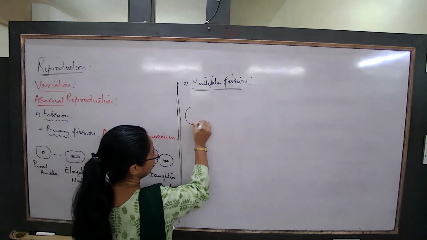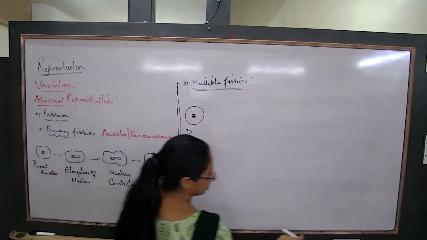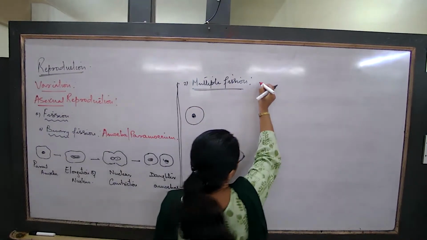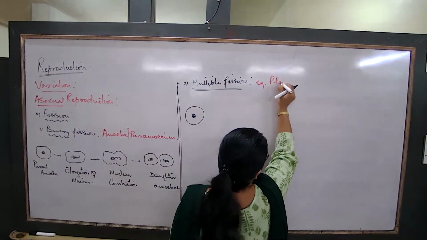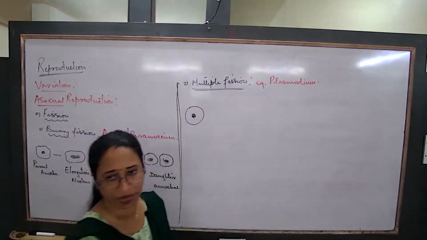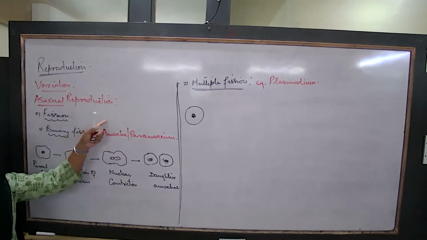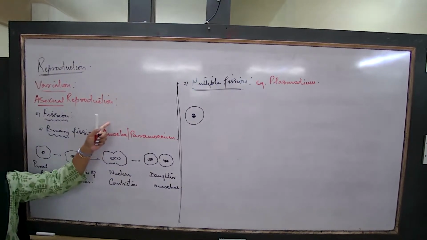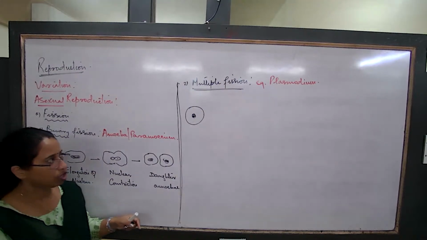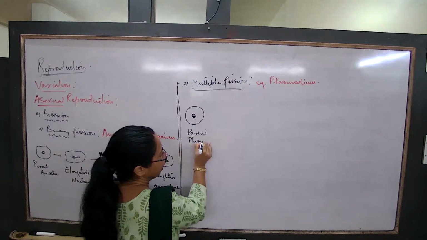Now that I talk about these types of organisms, I may talk about one parent organism. What type of examples for multiple fission? I may write Plasmodium. Generally, disease-causing organisms show this method, and free-living organisms generally show this method. Free-living meaning organisms which are not capable of causing any harm, no diseases actually. So this is the parent Plasmodium.